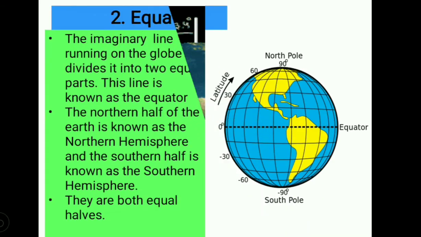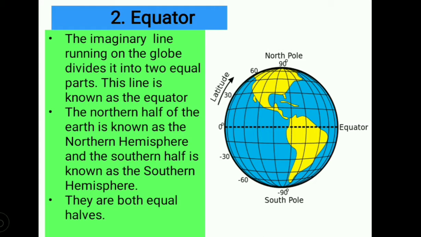Next we go through the second main content, that is the equator. Just observe the picture here. One more globe we have drawn here. So in this picture we can observe some horizontal lines and also vertical lines available on the globe. So what is the help of these lines? First we go through the equator.